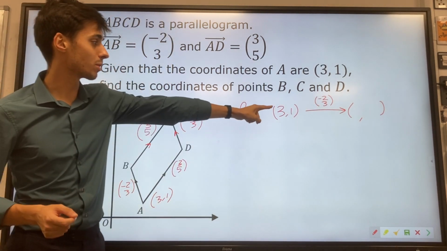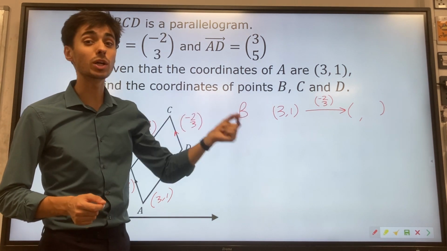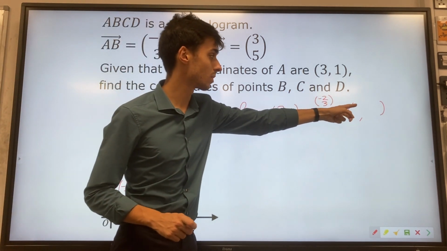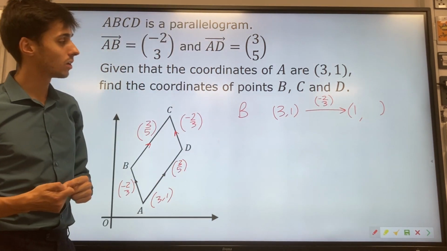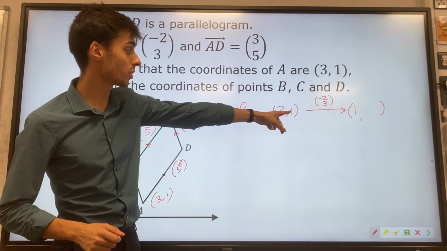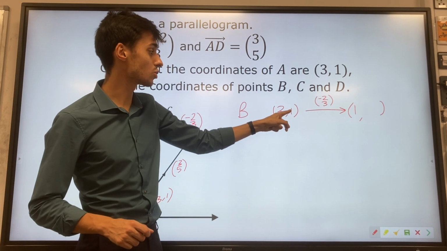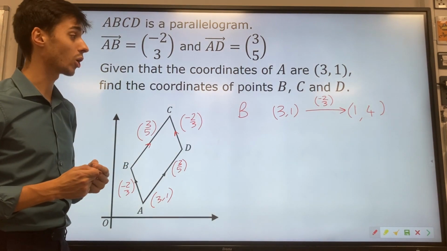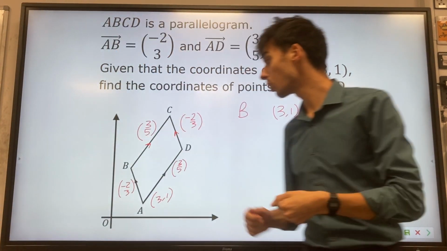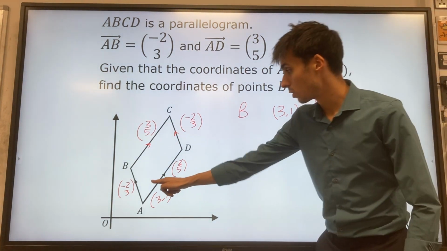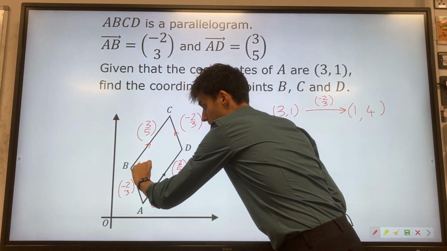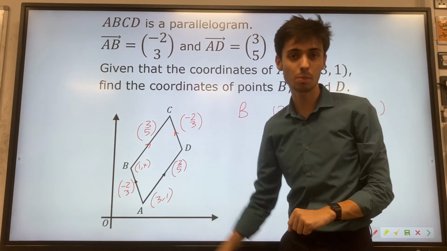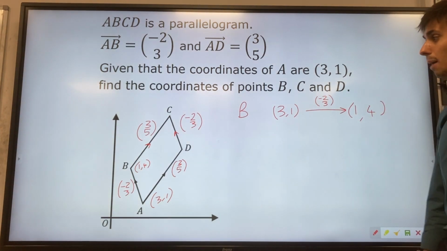We look at the first number of our coordinate, so it was a 3. If we're going 2 to the left on our x-axis, we need to do 3 take away 2 to get to 1. On our y-axis, we've started at 1, we're going 3 up. So we need to do 1 plus 3 to get 4. So our coordinates of B are going to be 1, 4. If you have a look on the diagram, that does make sense. I'll add this in, 1, 4. We've gone a bit to the left and a bit up from 3, 1. We've ended up at 1, 4. That works.